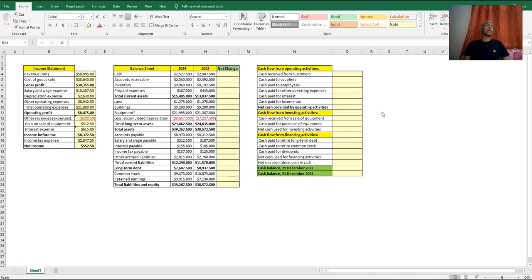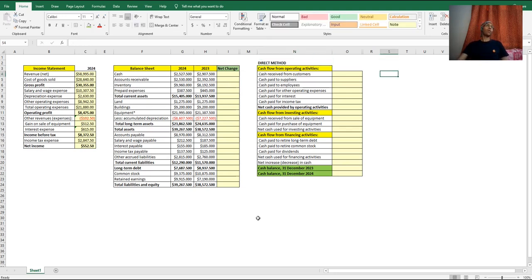So friends, here you can see that we have an income statement. We have a balance sheet which shows 2 years of data, 2023 and 24. This income statement is for 2024. And from these two, we have to derive the cash flow statements which are expressed in direct method. Now how do we do that?